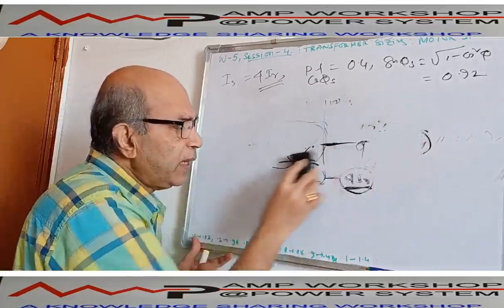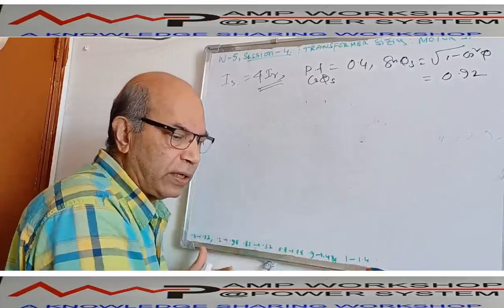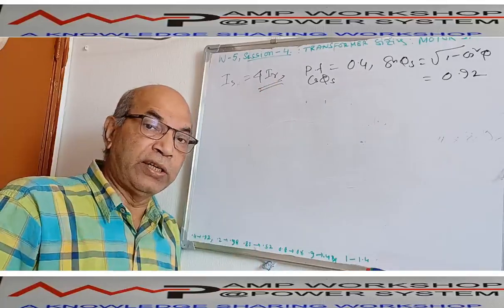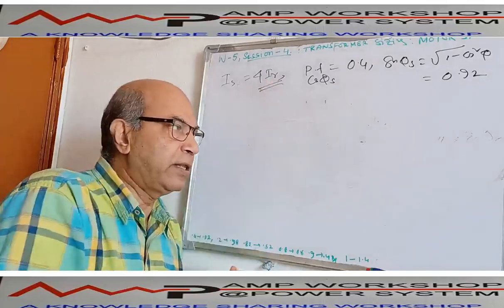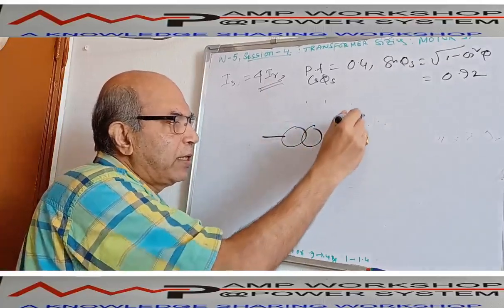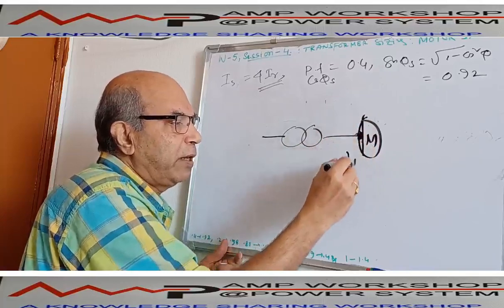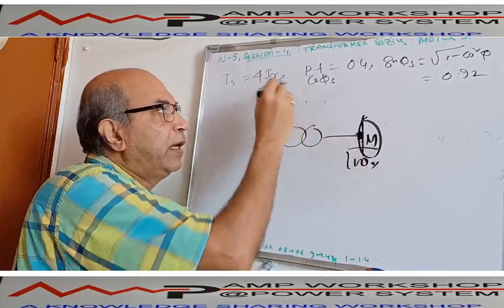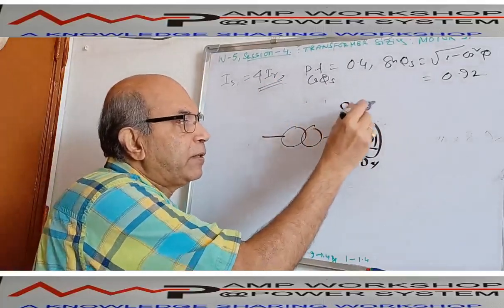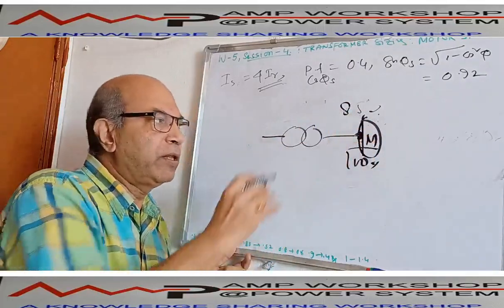Now, if there is a 15% voltage drop at the motor terminal, the motor starting current which we have considered as 4IR was considered at the rated condition. Rated means 100% voltage maintained at the transformer terminal. If the motor terminal voltage is maintained at 100% of the motor nameplate, then it will take 4IR current. But if this voltage drops to 85%, the motor draws current depending on the motor impedance.